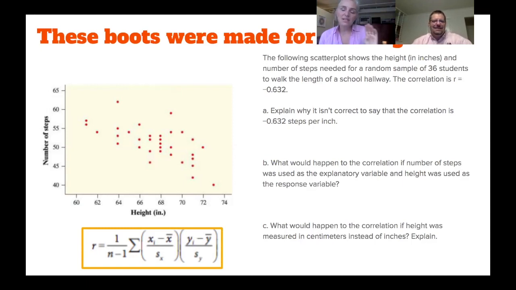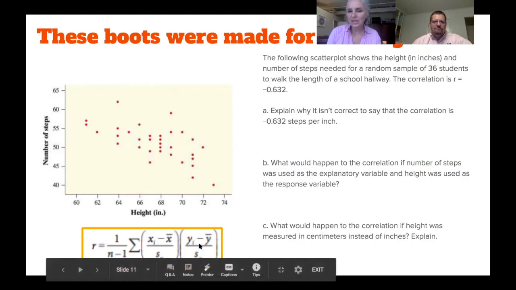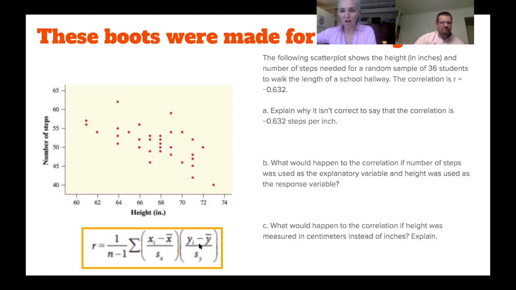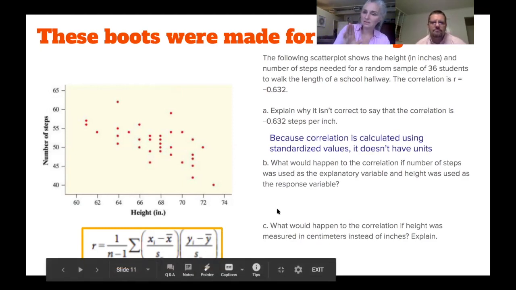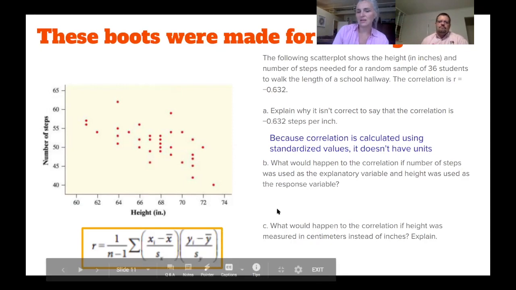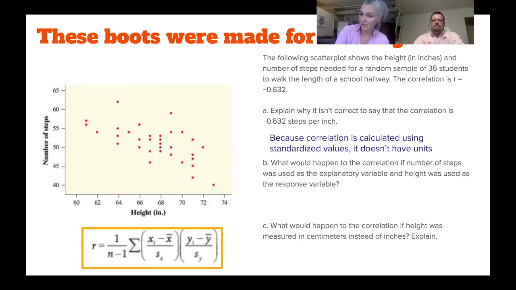So remember, as I told you, sometimes it will be helpful if you aren't sure how to answer the question to go back and look at the formula. This is z-score times z-score, and a z-score is a standardized score where we just take the units off. So in this case, we would want to answer saying something along the lines of correlation is calculated using standardized values and does not have units.